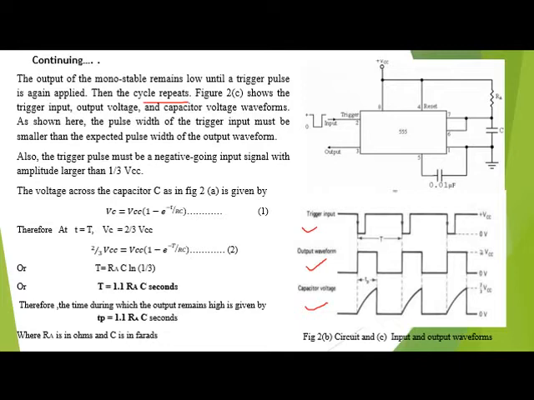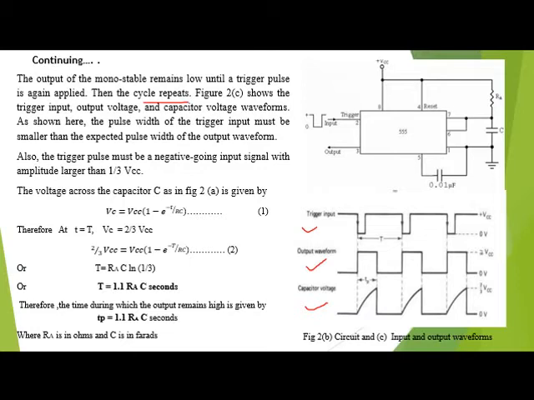Then automatically the capacitor will be fully charged. Then the output is again low. Next, a negative going pulse is coming again. Then the output is again high, and again the capacitor will charge. And the pulse width of the trigger input must be smaller than the expected pulse width of the output waveform.